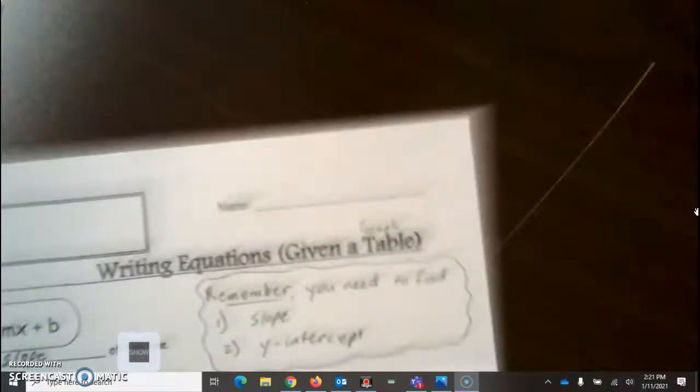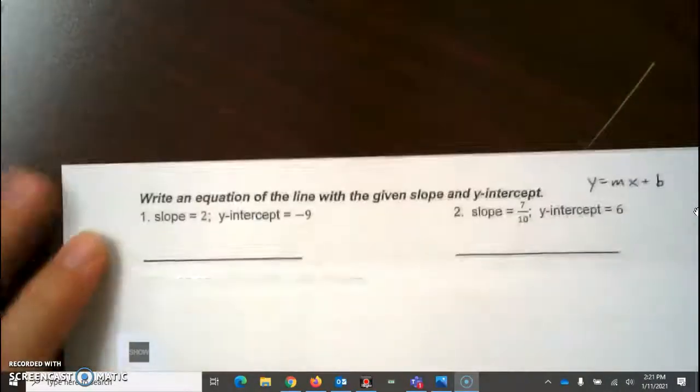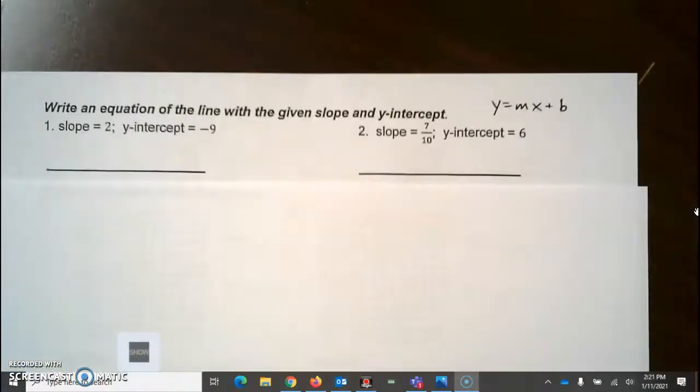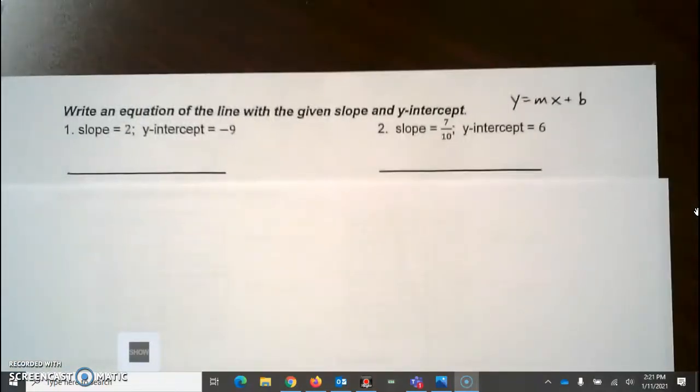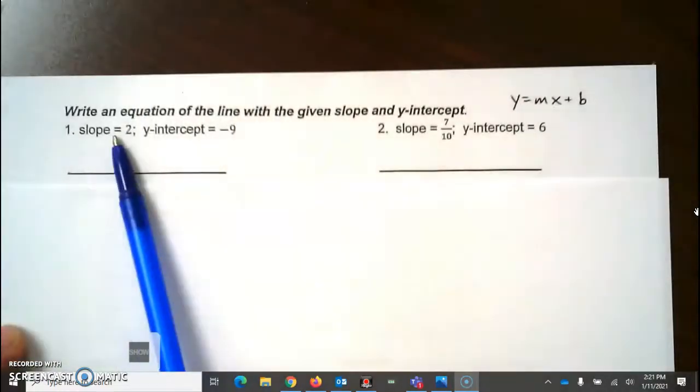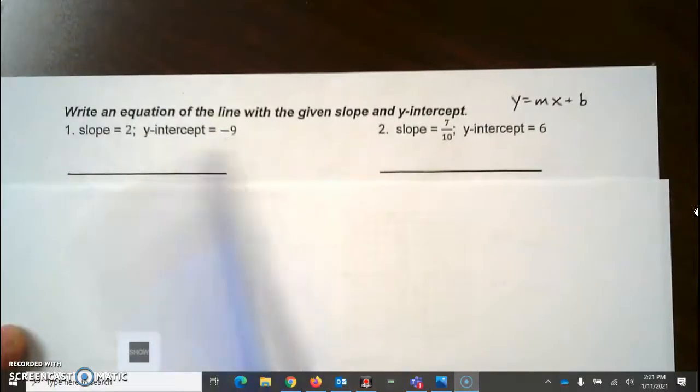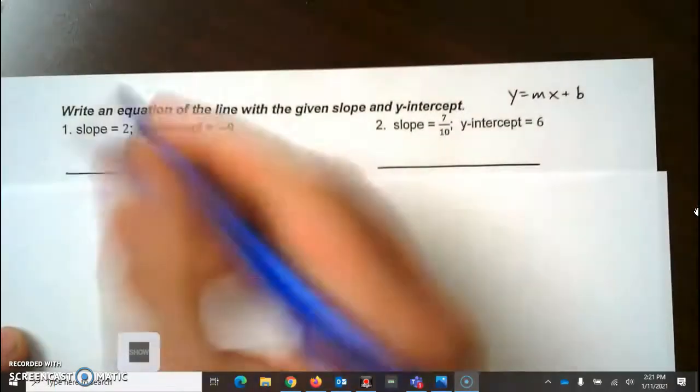Okay, so we'll start with the easiest case. The notes are a little bit out of order from the assignment, but I'll do them in the same order. So the assignment starts like this. You're given the slope. You're given the y-intercept. All you have to do is write the equation.